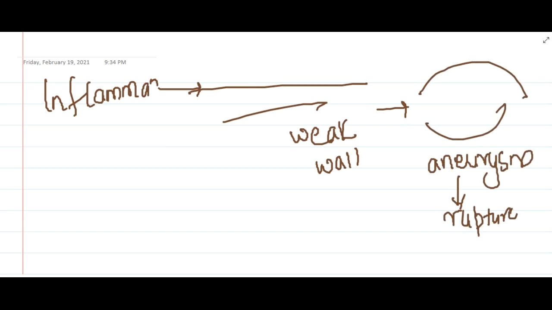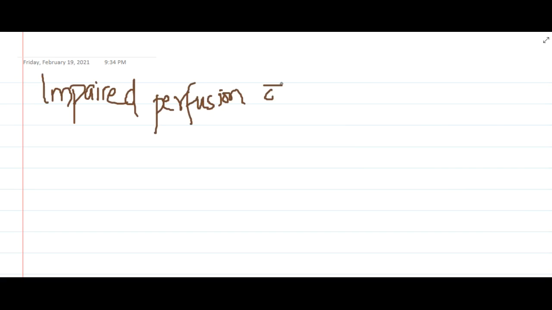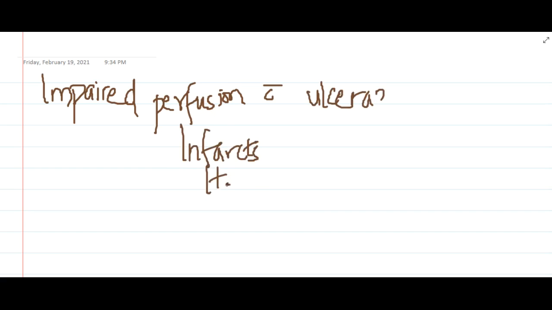Impaired perfusion may also be seen, sometimes with ulcerations. Sometimes you will see infarcts present because of the occlusion. Hemorrhages can also be seen in these blood vessels.